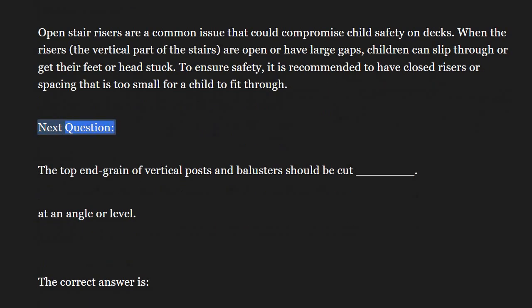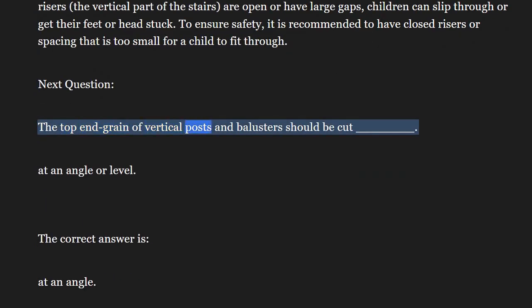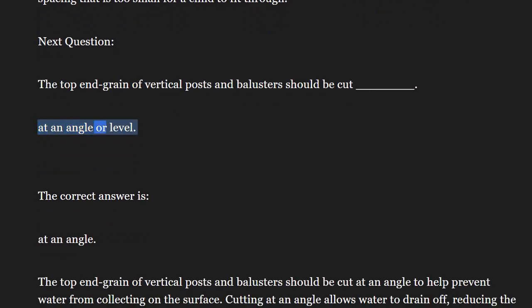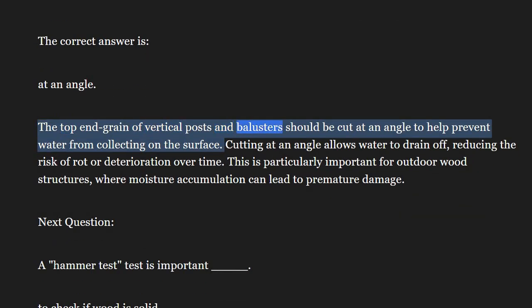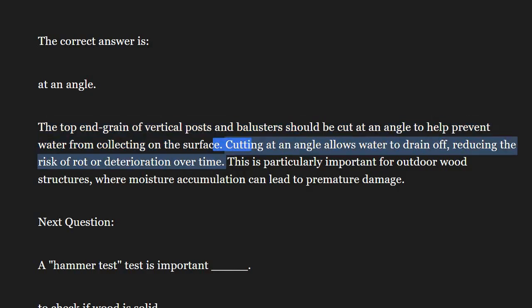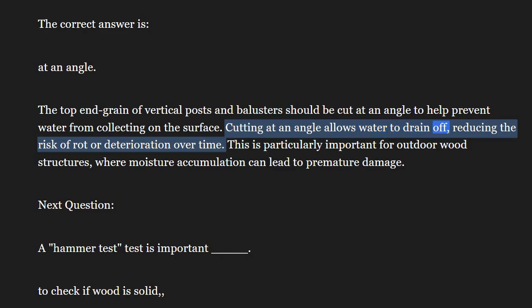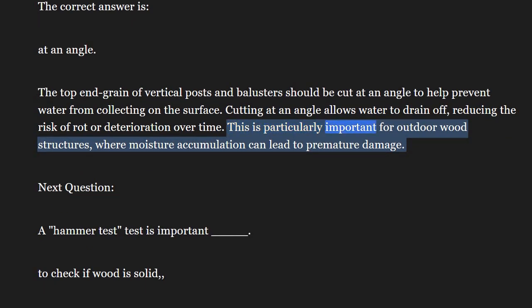Next question. The top end grain of vertical posts and balusters should be cut at an angle or level. The correct answer is at an angle. The top end grain of vertical posts and balusters should be cut at an angle to help prevent water from collecting on the surface. Cutting at an angle allows water to drain off, reducing the risk of rot or deterioration over time. This is particularly important for outdoor wood structures, where moisture accumulation can lead to premature damage.